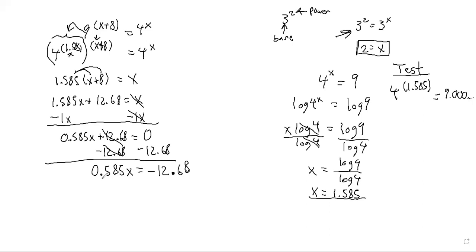All right, so the last step is we want to solve for x. We have to do the opposite operation. We're multiplying x by 0.585, so we're going to divide both sides by that to get x alone. And we get x equals minus 21.67. We're going to round this up to 6. And this will be our answer.